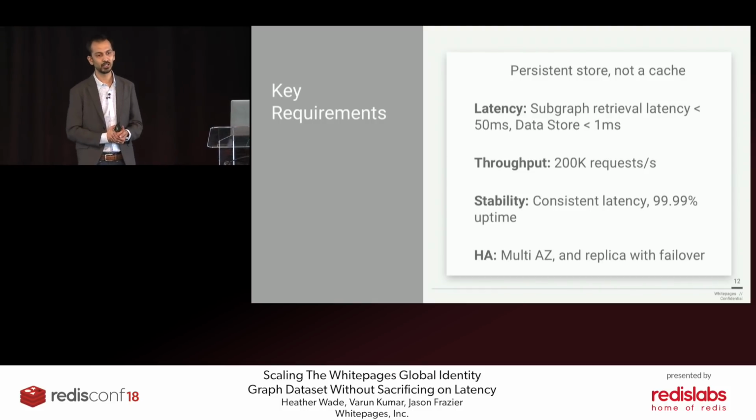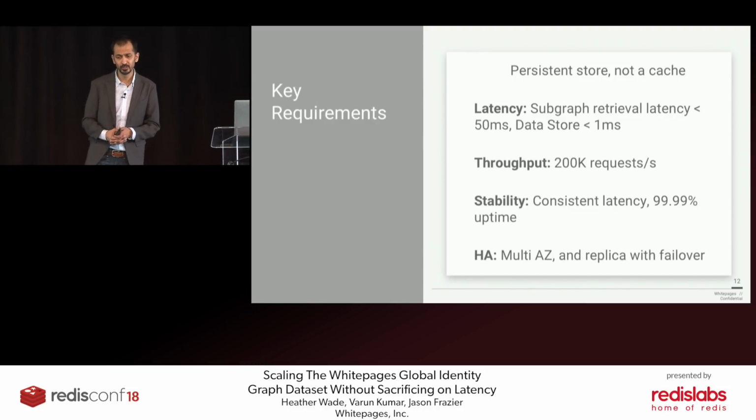There is so much network traffic and all that. The data stores cannot be in single digits. That was last year. It is some milliseconds now, and that's what we want it to be. Throughput, 200 requests per second.